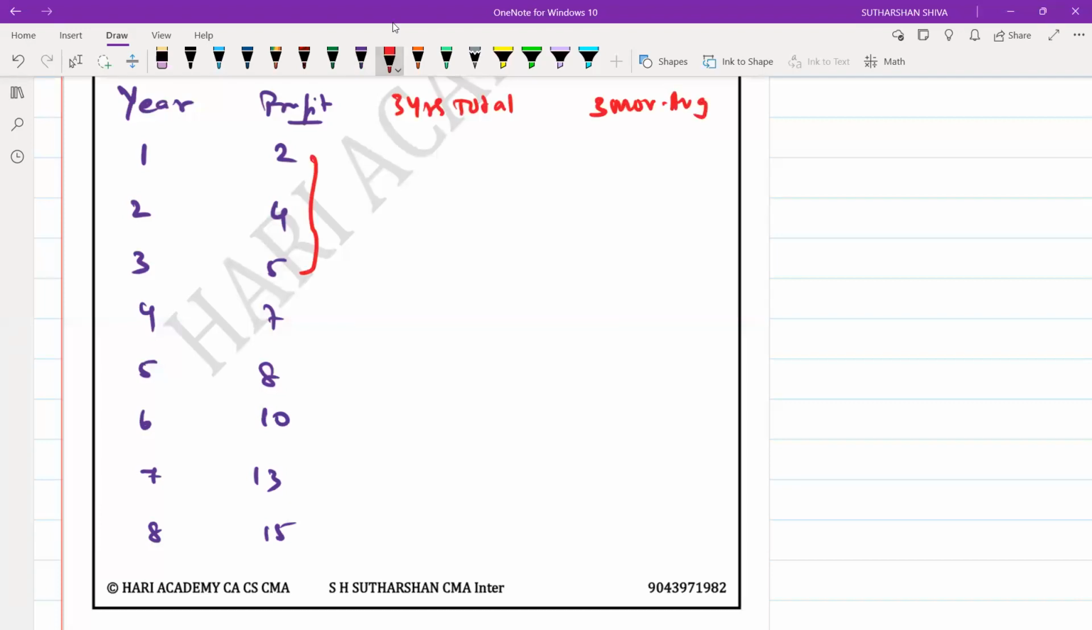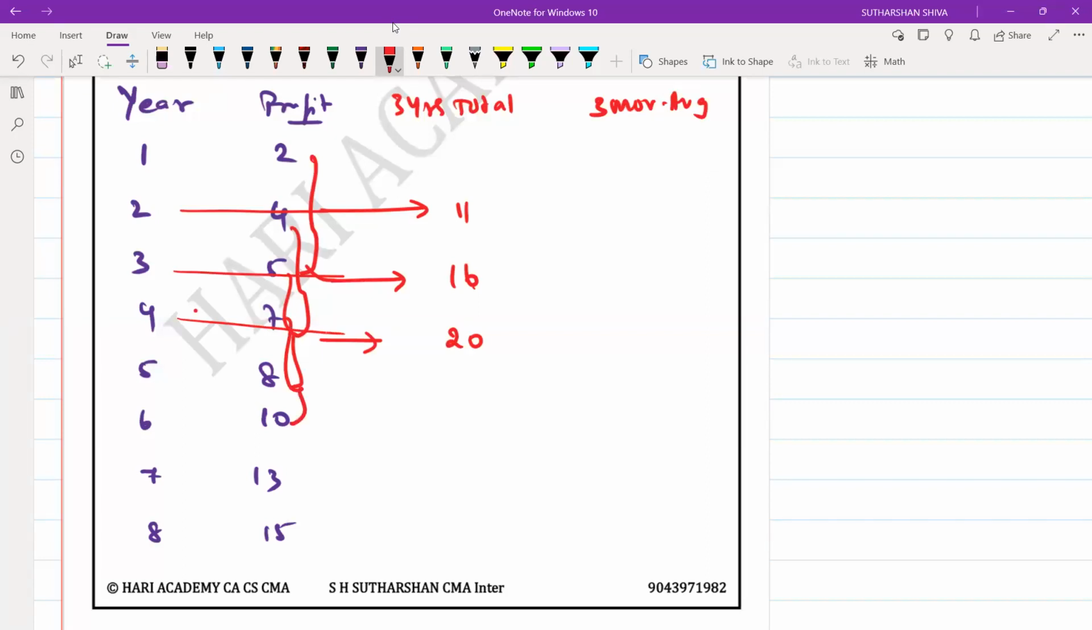Okay. What is this first 3 years total? 11. What is the next 3 years total? 16. What is the next 3 years total? 5 plus 7 plus 8, 20. That is for fourth year. This is for second year, third year, fourth year. Now it is 7, 8, 10. 7, 8, 10 is what? 25. That is for fifth year. Then 8, 10, 13. 8, 10, 13 is 31.